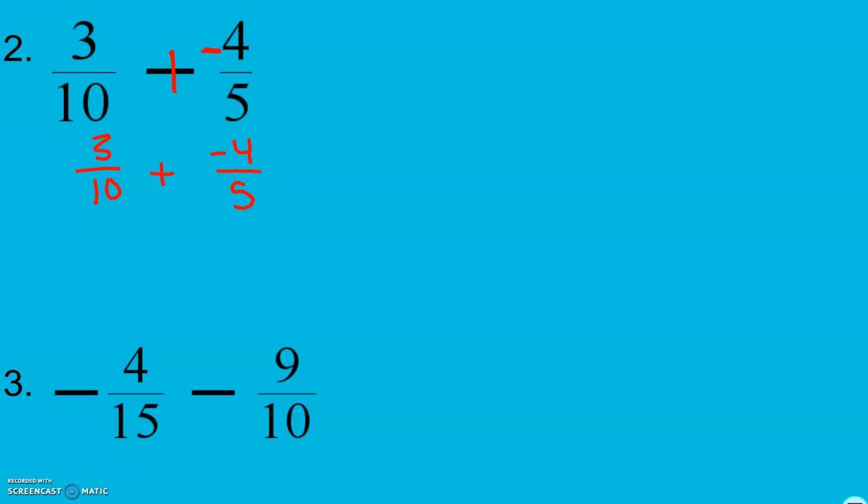Here, 5 is a factor of 10, which means that 10 is our least common denominator. It's the smallest number they both multiply to. 10 times 1 is 10, so we keep it as 3 over 10. To go from 5 to 10, though, we have to multiply by 2. If I change my denominator, I also change my numerator. So I have negative 8 over 10 there. Now that we have that common denominator, we go ahead and keep our denominator, perform our operations on our numerator. Different signs here, so we subtract to give the sign of the bigger number.